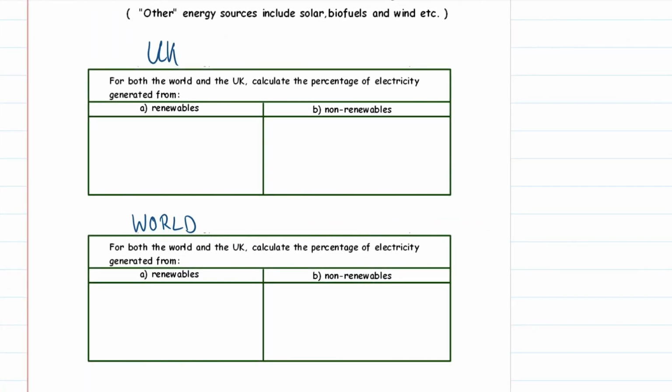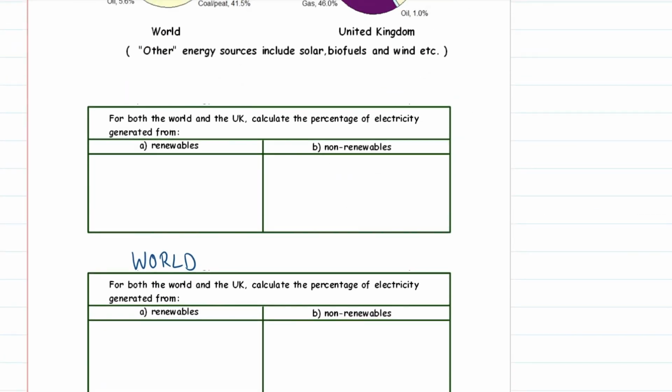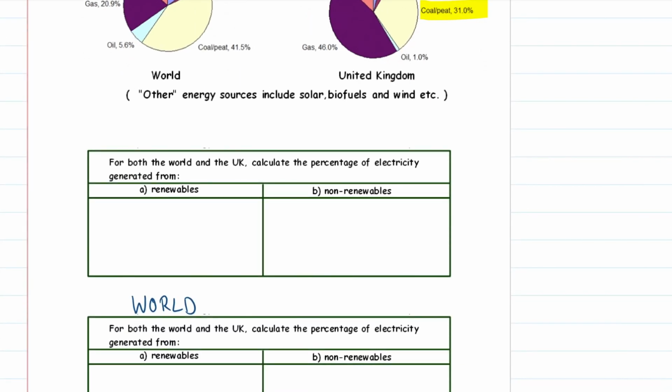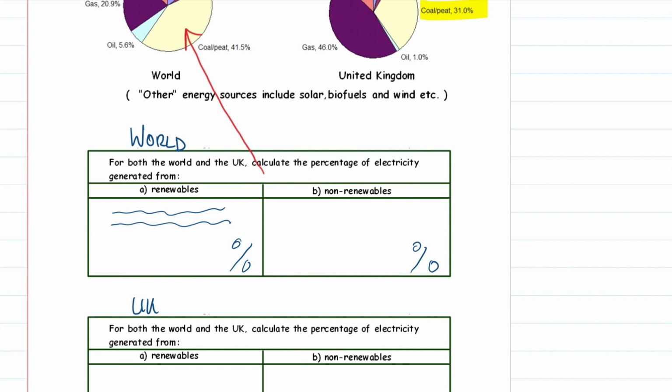Or let's swap those 2 around actually, because that might confuse you, because the world pie chart is on the left, that comes first, and the UK pie chart is on the right. So we'll put that second. So we'll do the UK there, we'll do the world there, and you've got to work out, so you're adding up percentages and get a final percentage here and a final percentage here for renewables and non-renewables related to this pie chart, and the table at the bottom relates to that pie chart.